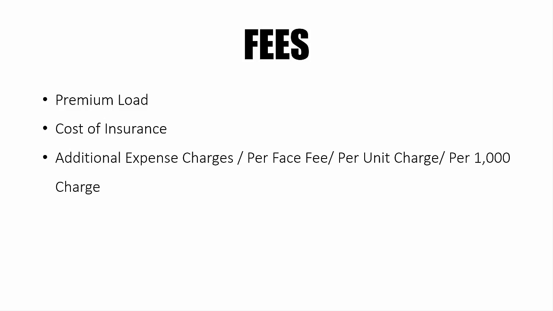Fees. All right, so there are quite a few different fees on Indexed Universal Life contracts, and this is, for the most part, applicable to every single IUL contract that you could take a look at. So let's break them down real quick, and then we'll go through them one by one. Number 1, there's a premium load. Number 2, you have the cost of insurance. You also have what's called an expense charge, a per face fee, a per unit charge, or a per thousand charge. Now, all of those are the same thing, but they're called different things on different policies. We'll go into more detail on that in a little bit.